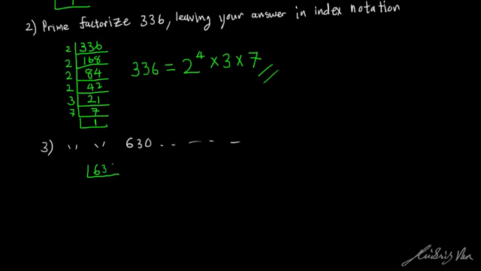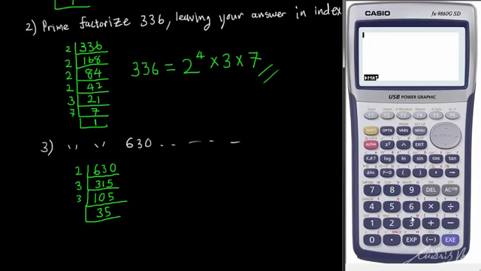So 630 is divisible by 2, so we divide it by 2 and we get 315. 315 we cannot divide by 2, so we move on to the next prime number, which is 3. 315 divided by 3, we get 105. 105 we divide by 3, we get 35. Is 35 divisible by 3? If you are unsure, you can always take out your calculator and see. Okay, it's not divisible by 3.